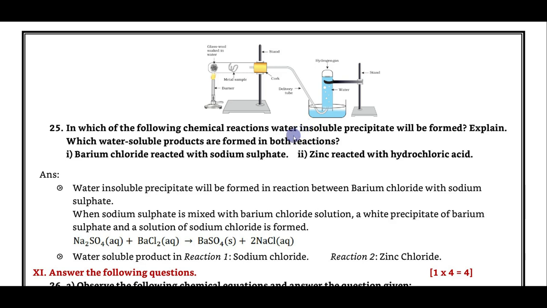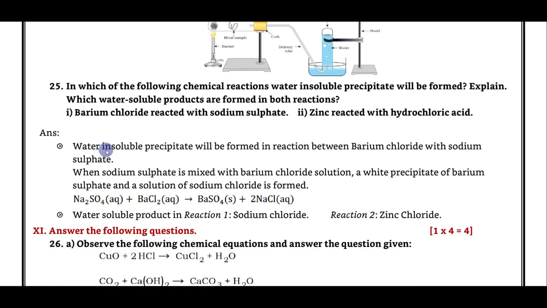In which of the following reactions will a water insoluble precipitate be formed? Explain. Which water soluble products are formed? Barium chloride reacting with sodium sulfate, or zinc reacting with hydrochloric acid. A water insoluble precipitate will be formed in the reaction between barium chloride and sodium sulfate. That is, sodium sulfate plus barium chloride gives barium sulfate plus sodium chloride. Here the barium sulfate is the white precipitate. The water soluble product is sodium chloride in reaction 1. In reaction 2 it is zinc chloride.